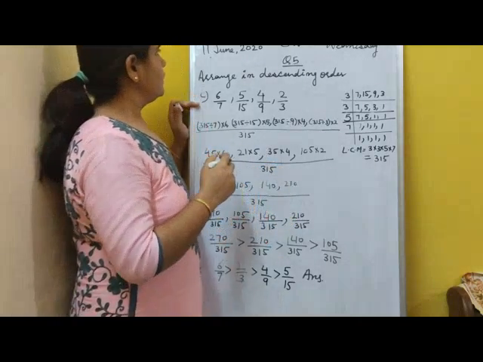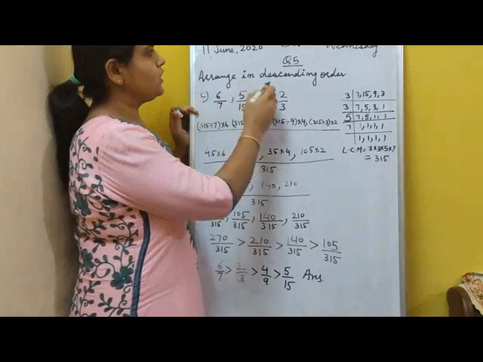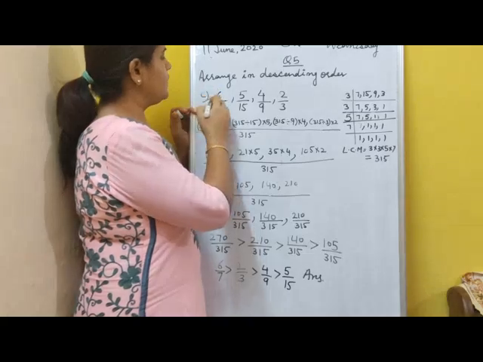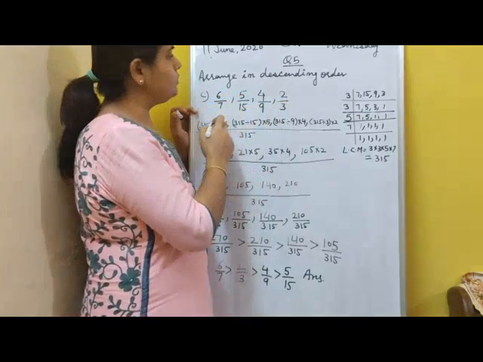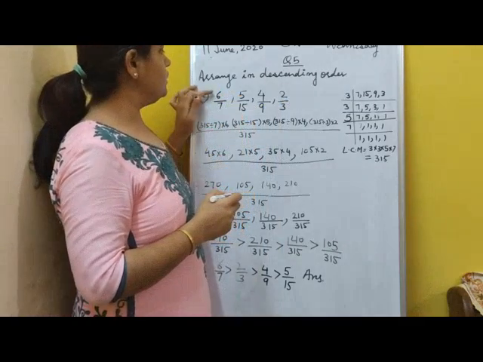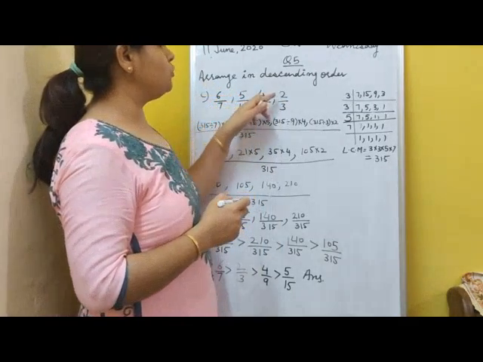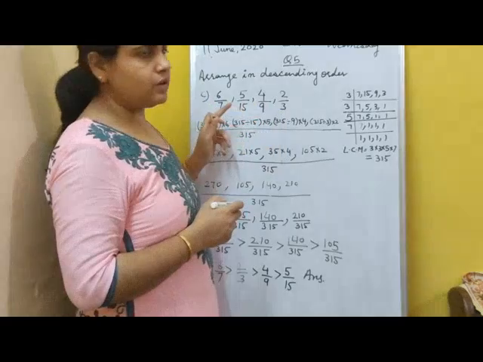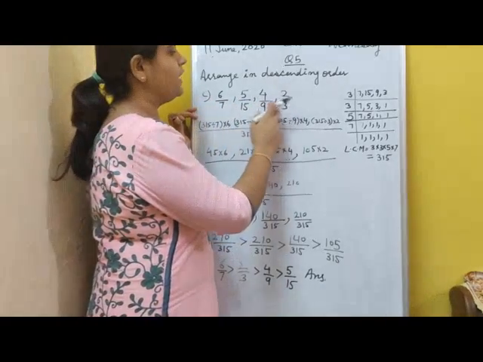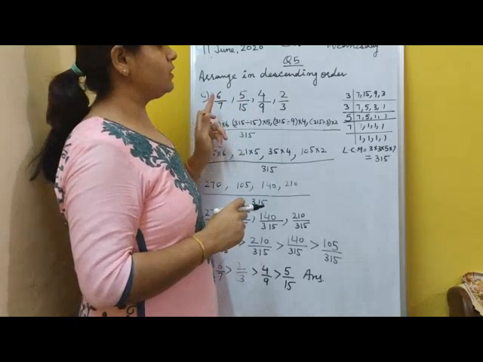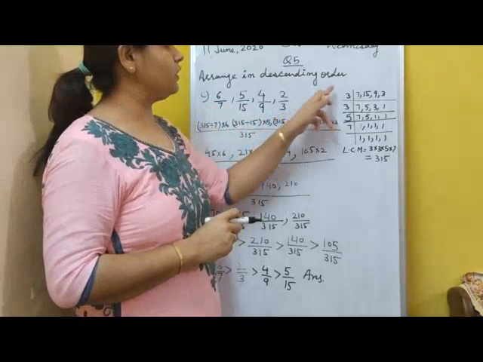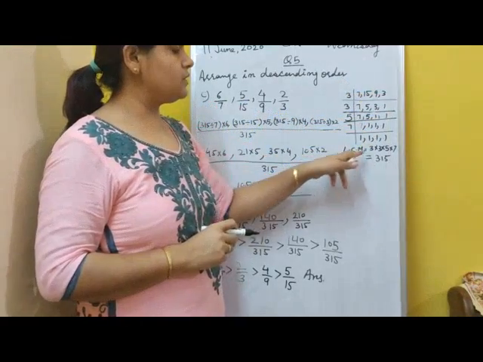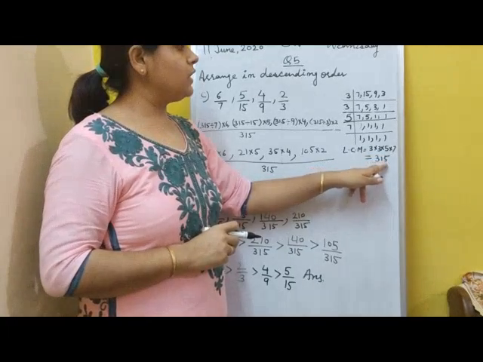Now students, we will do question number 5, C part. Arrange in descending order. Descending order means bigger to smaller. The unlike fractions are given to you: 6 by 7, 5 by 15, 4 by 9, 2 by 3. So what you will do, the thing which we have done in earlier videos, you will find the LCM of the denominators. Denominators are 7, 15, 9 and 3. The LCM which you will get will be 315.